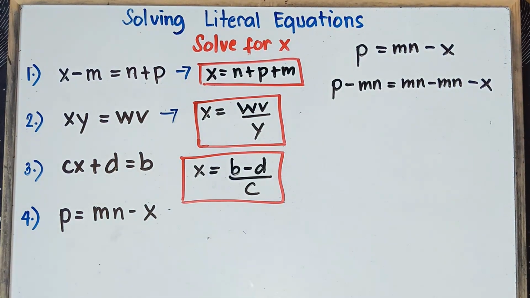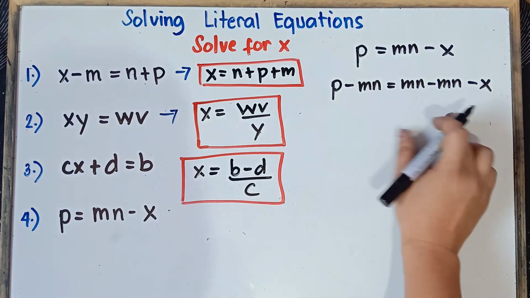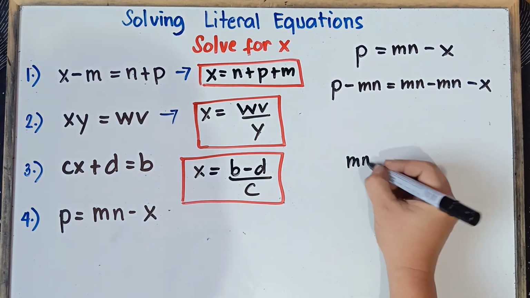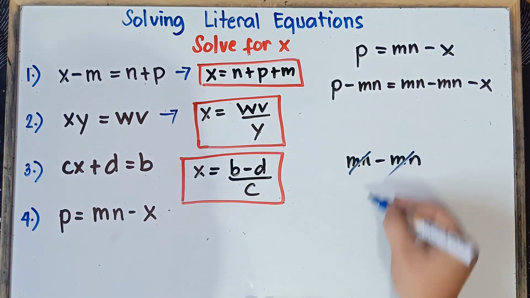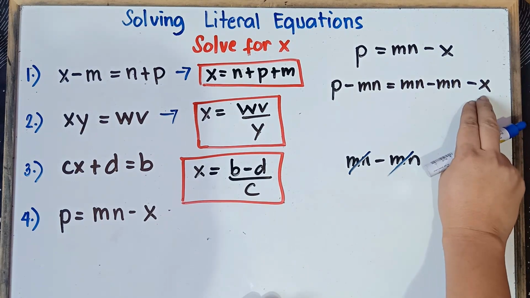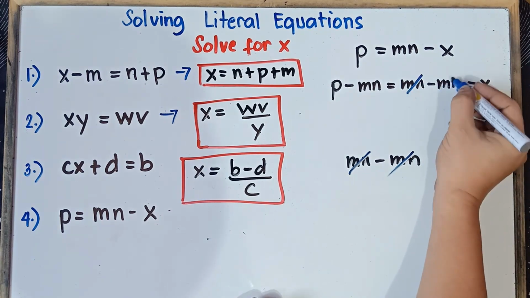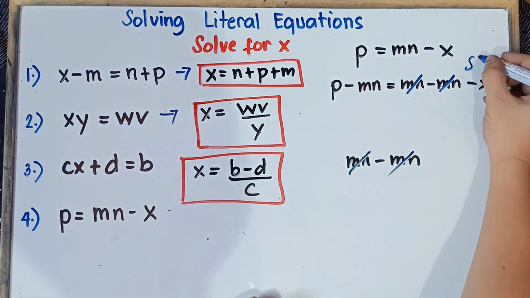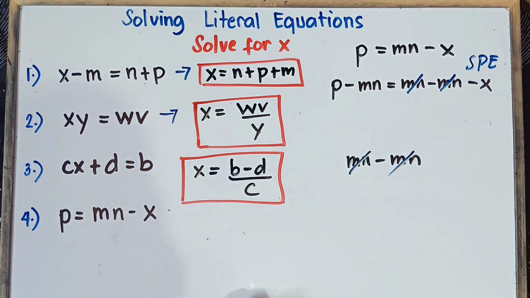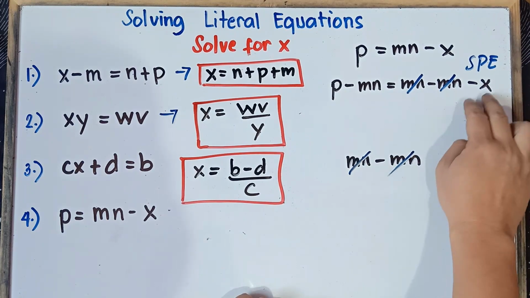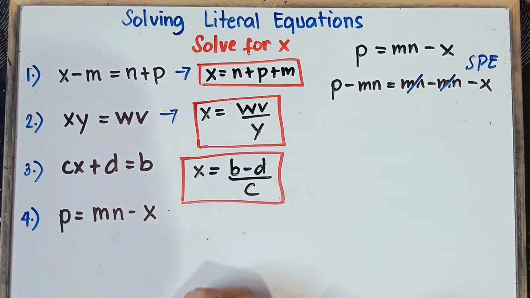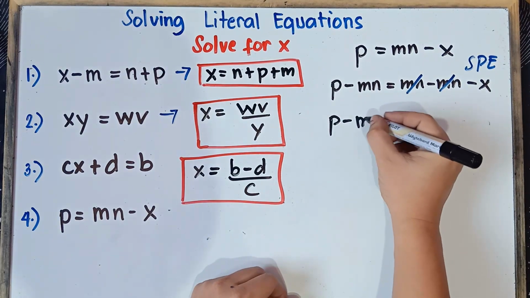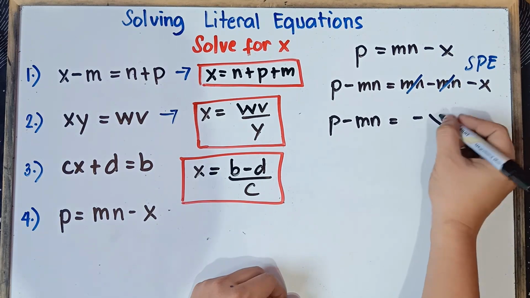Question: why do we need to subtract both sides by Mn? Because Mn minus Mn, we can simply cancel this out, and the remaining expression will be only negative X. We apply the subtraction property of equality. So this will be P minus Mn equals negative X.